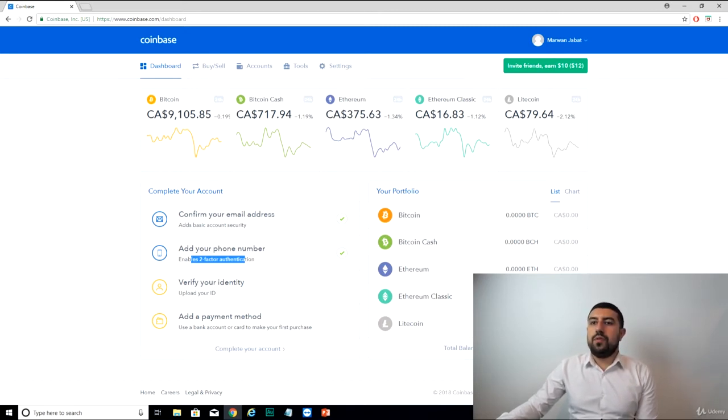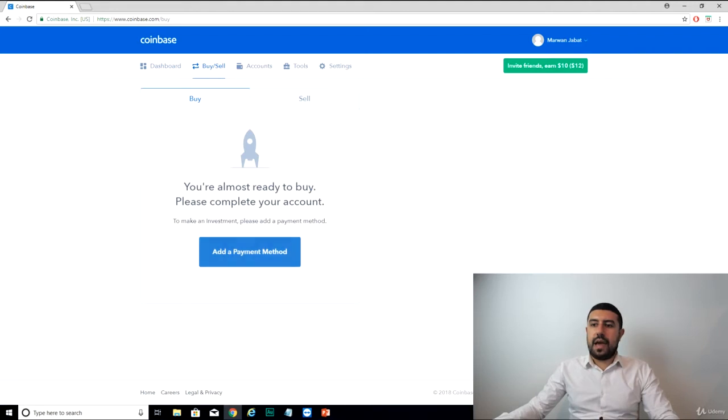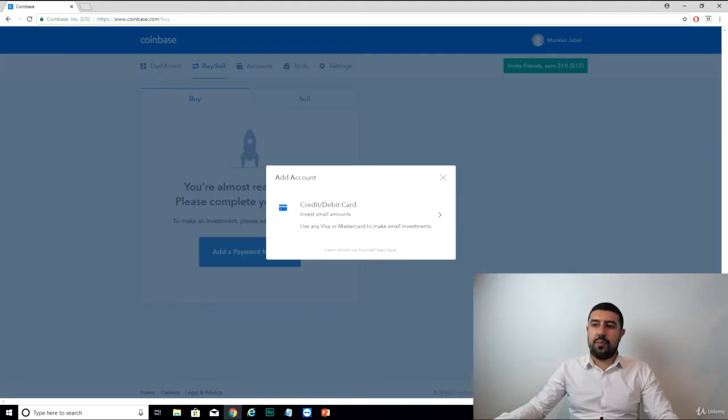Now, for Coinbase, you can buy Bitcoin, you can buy Bitcoin Cash, you can buy Ethereum, you can buy Ethereum Classic, and you can buy Litecoin. So you have 5 cryptocurrencies, which for gateway exchanges is around the max that you'll have. You're not going to have more than that. I don't have any here. If I want to buy, I need to add a payment method. So they'll tell you, okay, put a credit card or a debit card, and then you can start buying.